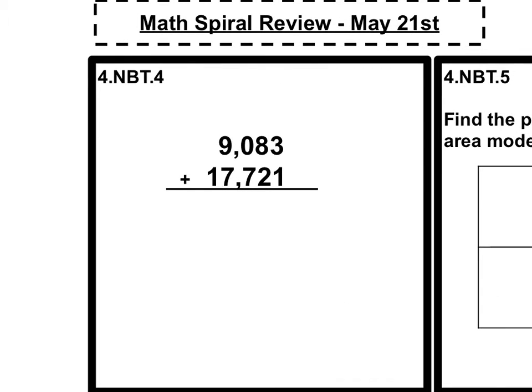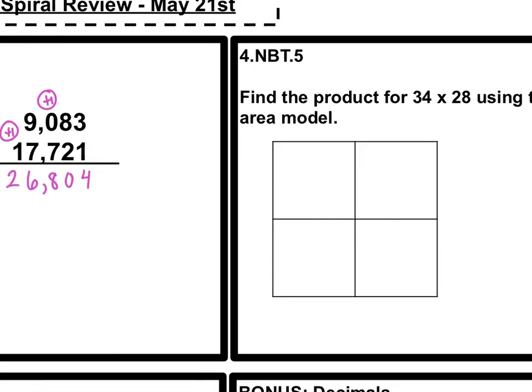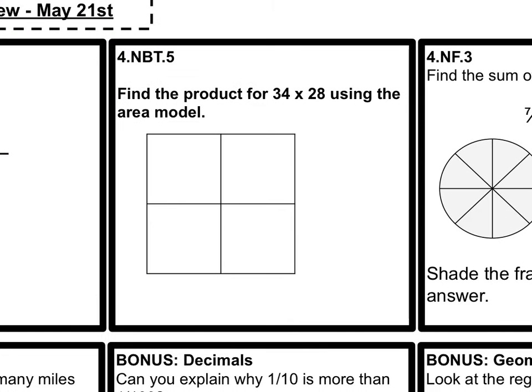So the first problem is simply an addition problem. We always start with the ones place, so 3 plus 1 is 4. 8 plus 2 is 10, put down the 0, regroup the 1. 7 plus 1 is 8. 9 plus 7 is 16. Put down the 6, regroup the 1. And 1 plus 1 is 2. So your total answer here is 26,804.